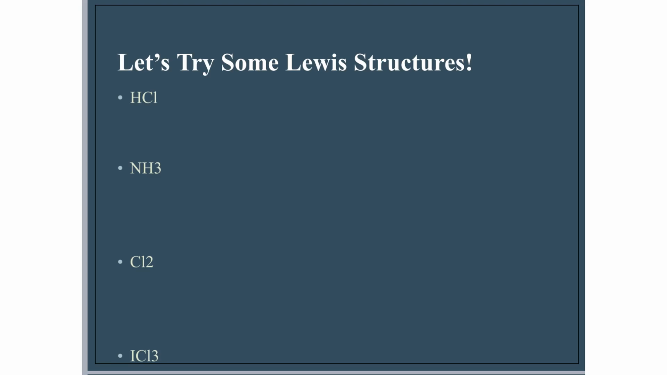So the first thing I would say is let's count up how many valence electrons. Hydrogen has 1 and chlorine has 7, so we're going to have a total of 8 valence electrons to make. Then you want to draw hydrogen with its Lewis structure, and you want to draw chlorine with its Lewis structure.